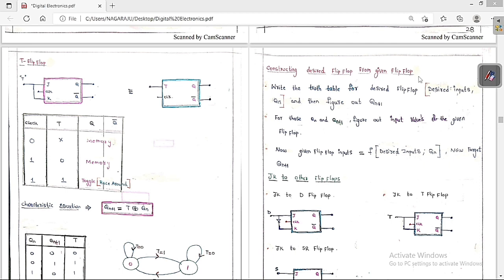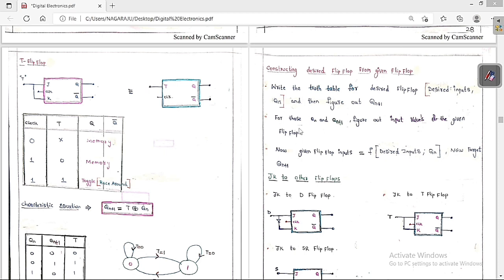There are some rules. You always have to understand these rules, and based on these rules only we have to design this. So, constructing the desired flip-flop from the given flip-flop: we are going to give you some flip-flop, and for this we have to do some modifications to get the desired flip-flop. Now, the first thing is there are 3 rules that we always have to keep in mind.